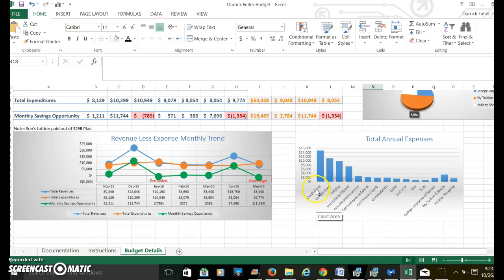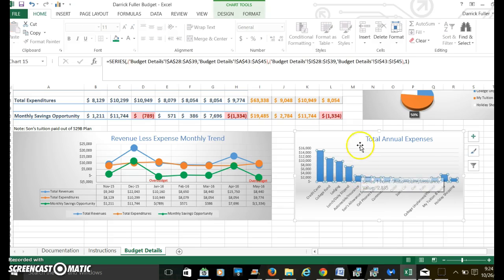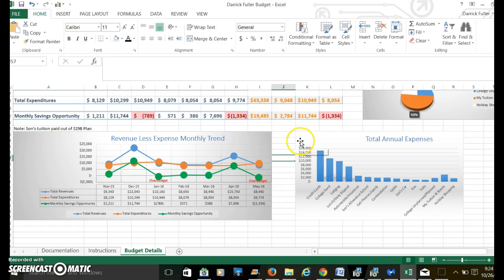So credit cards we see is about 15,000. College fund is about 11,000. Lodging is about 9,000, and lunch and daily stipend and so forth and so on. And this is annual. And again, the annual period is the first 7 months for the budget that we were using per the example.